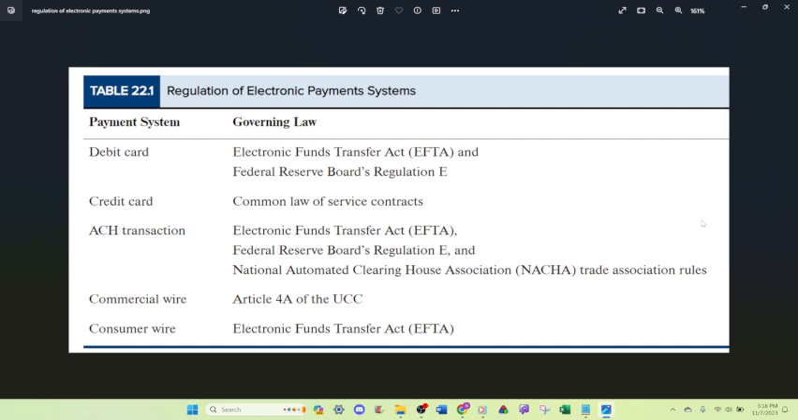ACH transaction is Electronic Funds Transfer Act, Federal Reserve Board's Regulation E, and National Automated Clearinghouse Association trade association. Commercial wire is Article 4A of the UCC. Consumer wire is Electronic Funds Transfer Act.